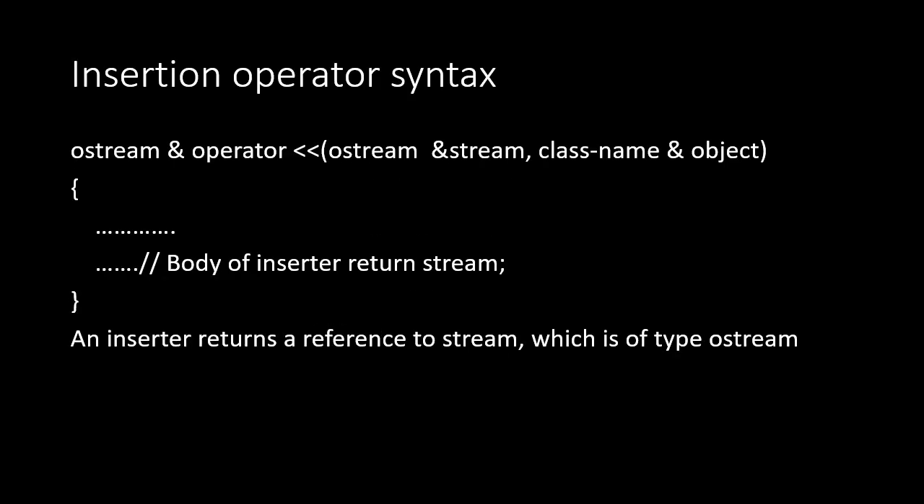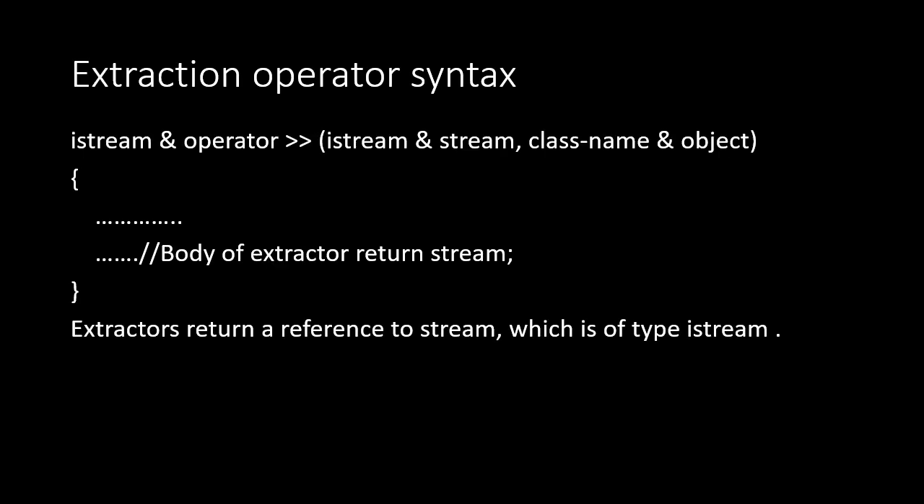Now, here is the syntax of the insertion operator. That is, ostream and operator<<, and we pass two objects as parameters. The first one is ostream and stream, and the second one is class name and object. The parameters are passed by reference. Then comes the body of the insertion operator. One thing to keep in mind is that an inserter returns a reference to the stream, which is of type ostream.